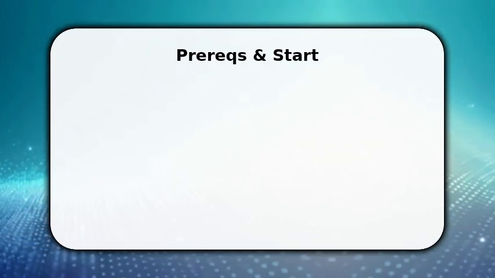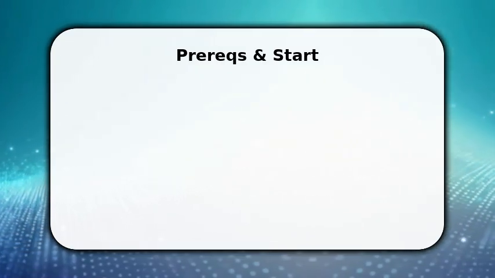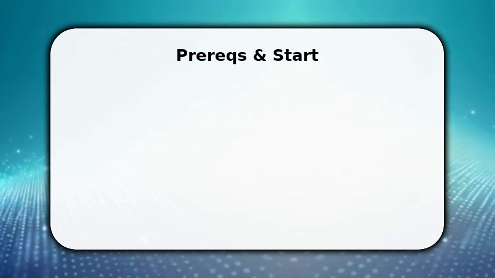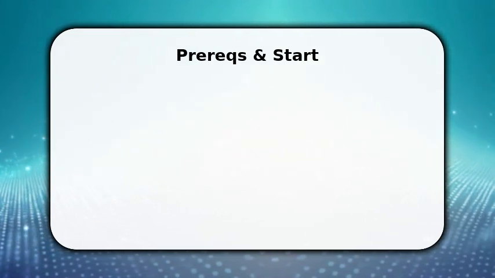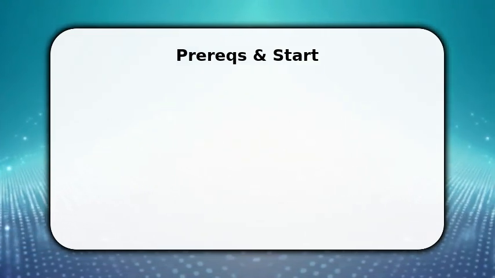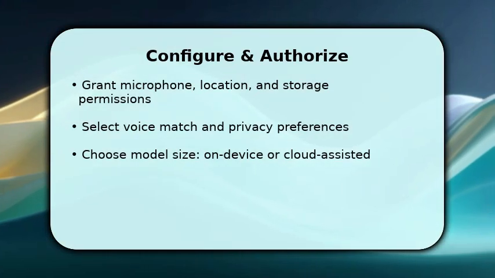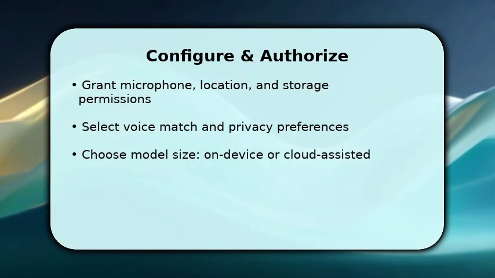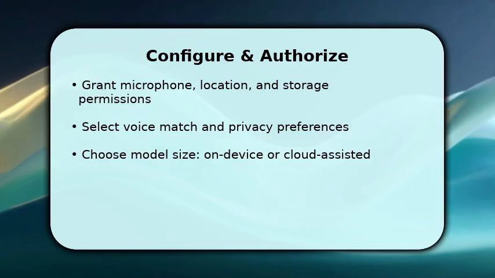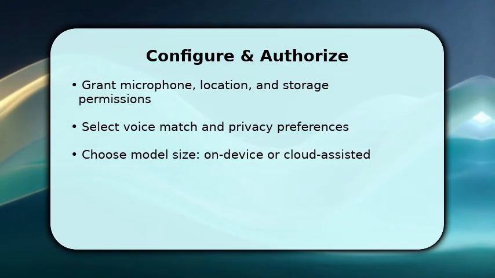Now tap the Gemini entry to start the setup flow. This is the first actionable step that kicks off permissions and model download. Continue by granting the necessary permissions: microphone for voice, location for contextual responses, and storage for cached models, because Gemini needs these to function reliably.